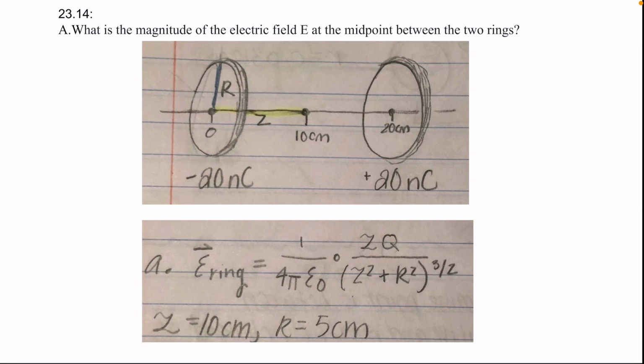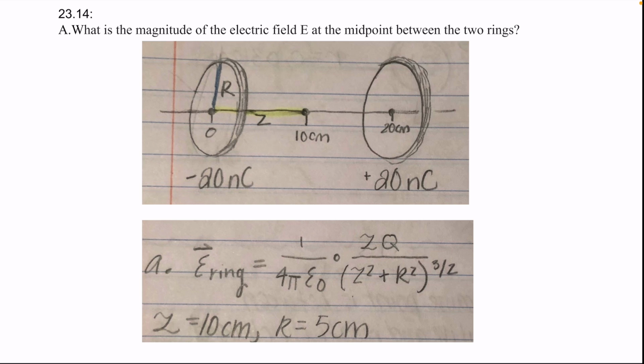So problem 23.14 is asking us about the magnitude of the electric field E at the midpoint between the two rings. The first thing I did was draw the picture, writing down the information that the problem gives us. It gives us that the ring on the left is negative 20 nanocoulombs, and the one on the right is positive 20 nanocoulombs, and that the distance between the two rings is 20 centimeters, which indicates that the midpoint will be at 10 centimeters. It also gives us that R, the radius of those rings, is 5 centimeters.